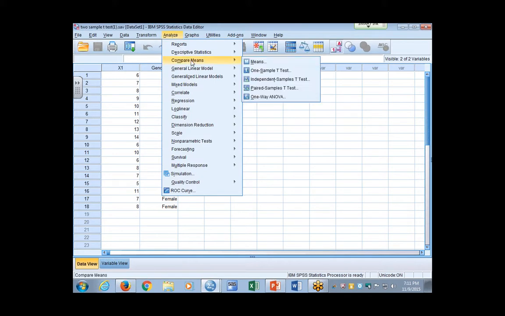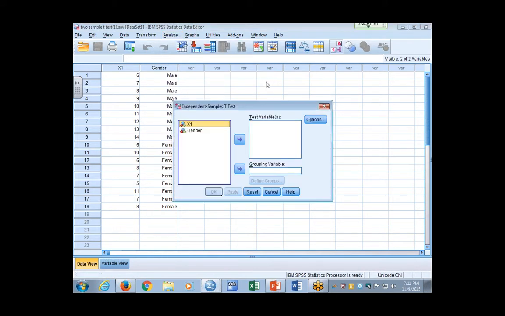Over here, we're going to analyze, compare means, but in this case, we're comparing two different samples, each one having been sampled. Two independent random samples. So I'm going to go down here, skip one sample t-test, go to independent samples t-test. Later on, we're going to take a look at paired samples. I'm going to click on independent samples t-test.